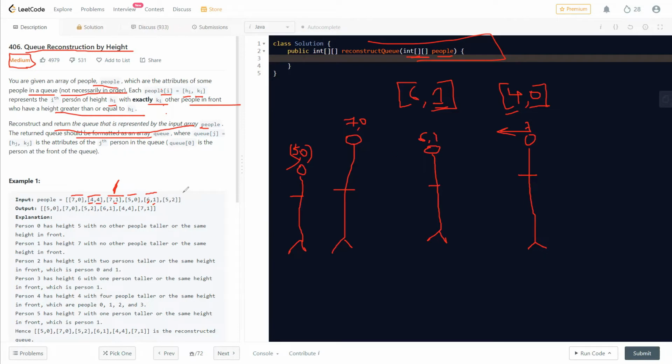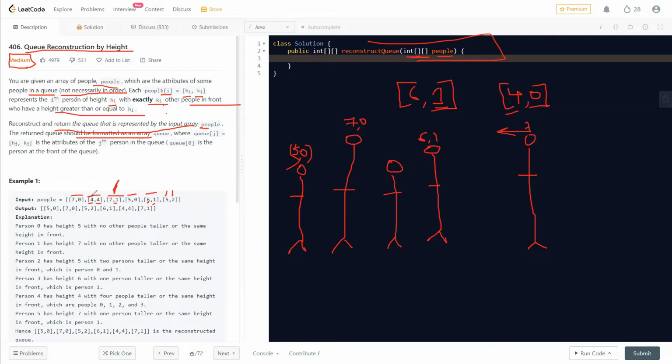Fine. Then we find 5-2. 5-2 is saying that this person has a height of 5 and there are 2 persons greater than or equal to 5. So the 2 persons will be 5-0, another person whose height is equal to 5, and then another person, 7-0, whose height is greater than 5. If there are 2 persons like this, it cannot be after 6-1. It should be over here, right? So that's how the person should look at who is standing before him.